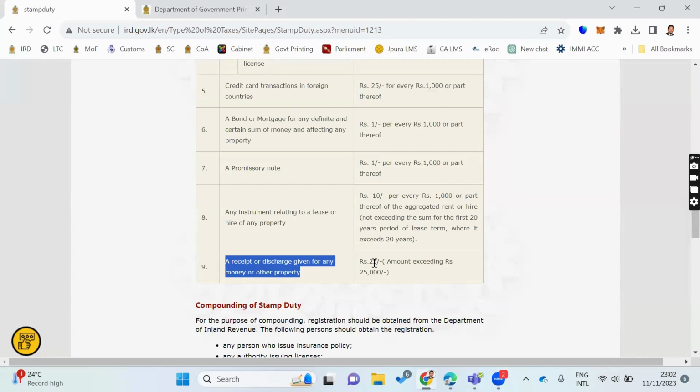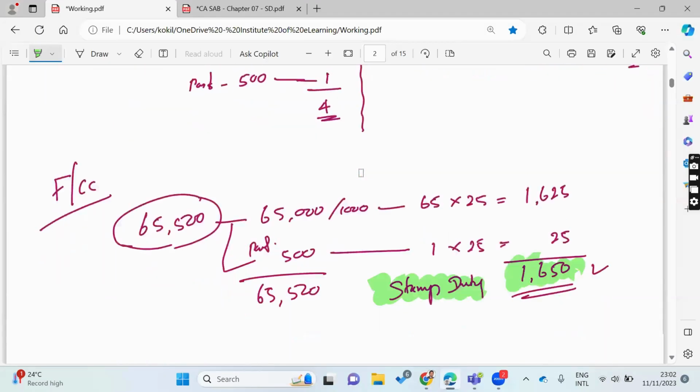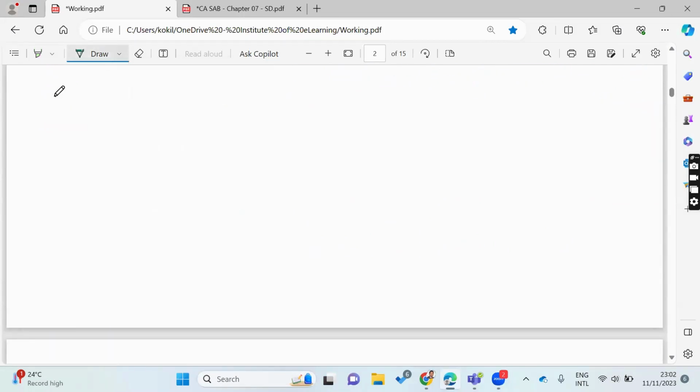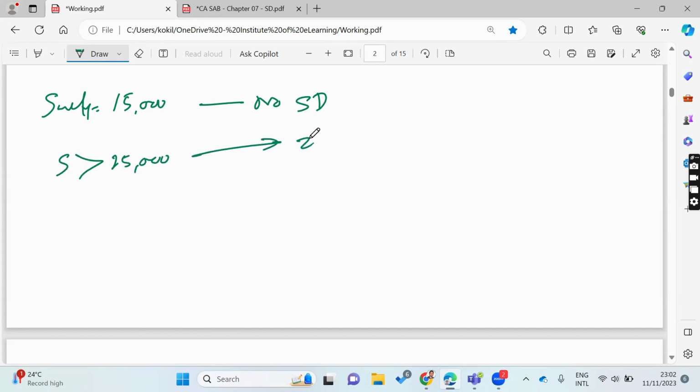Here, salary. If you are getting a salary of less than 25,000, which is very rare these days, let's say 15,000, if you are working in an audit firm you will get a smaller salary, so your salary would be 15,000. Then no stamp duty. If your salary is more than 25,000, then only 25 rupees, not more than that, only 25 rupees, right?